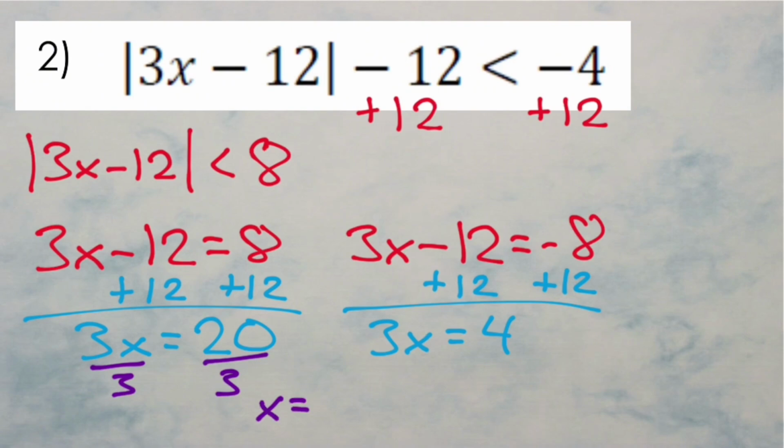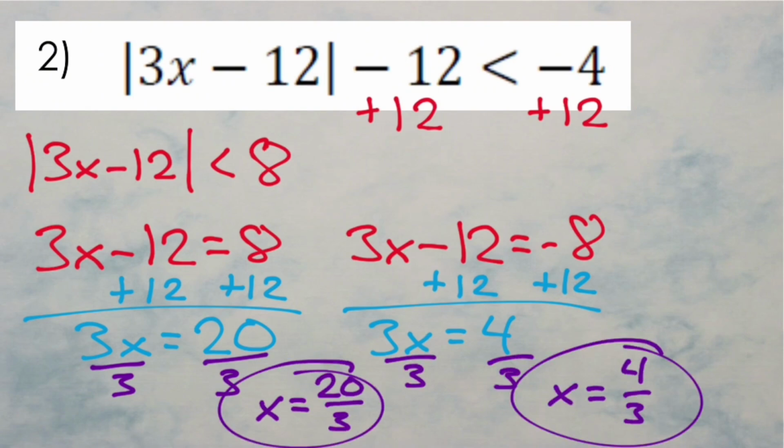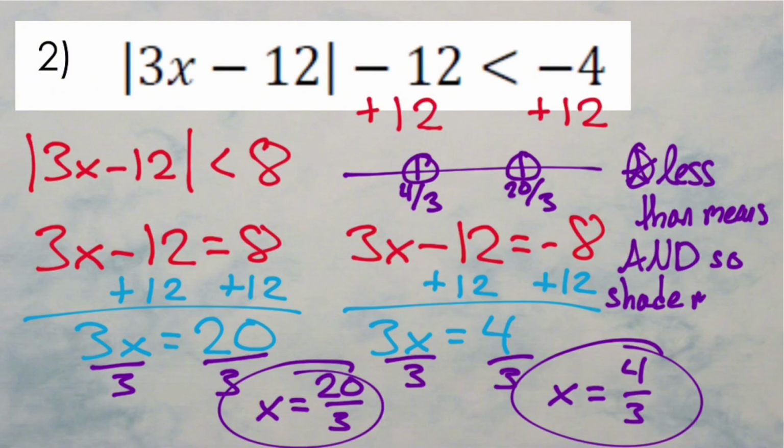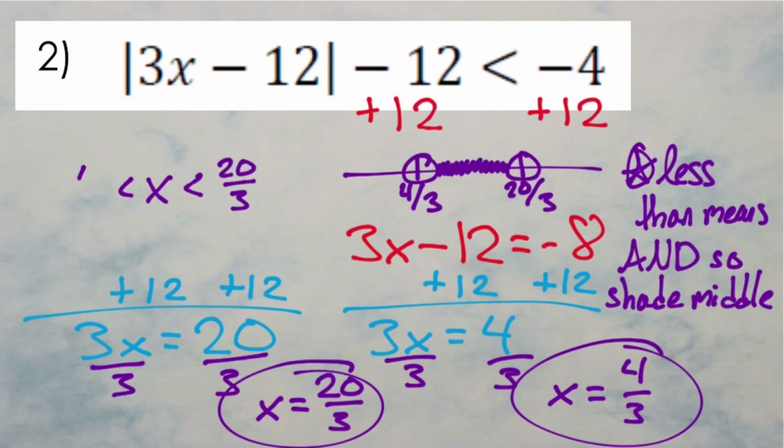Divide by 3. Don't be afraid of that. It's just a fraction. Fractions are numbers too. And you get 20 over 3 and 4 over 3. Let's put them on a number line. 4 over 3 is less than 20 over 3, so it should be on the left-hand side.